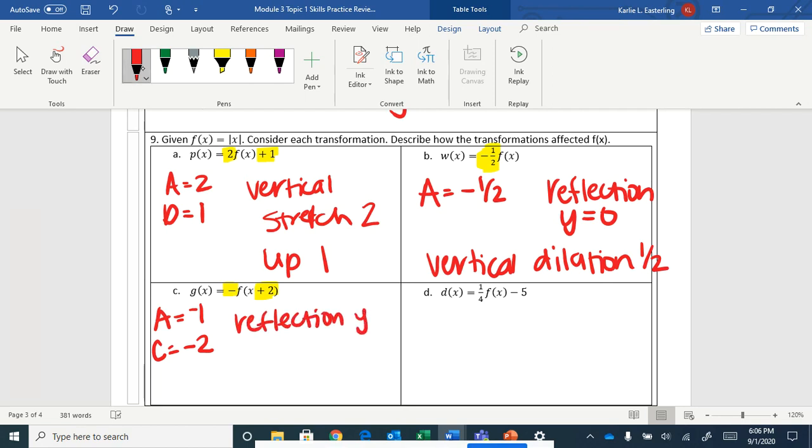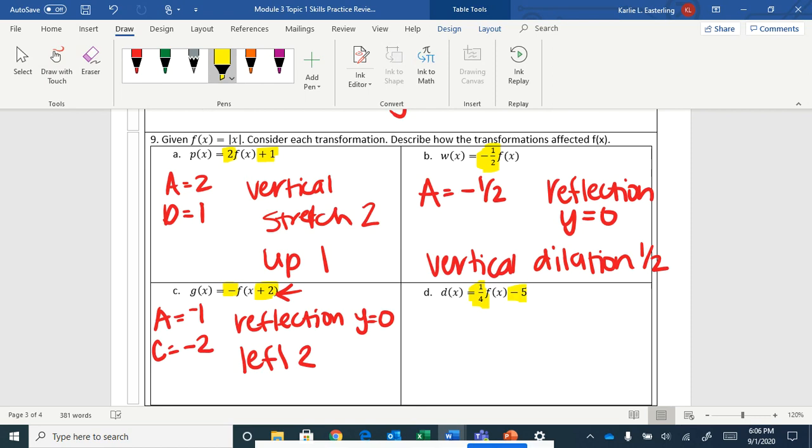Again, our line of reflection is going to be y equals 0 because we didn't go up or down at all. And then that C value, if you're looking at the literal C value, you're going to do the same. So we're going to go left 2. Or if you're looking up here at your equation, remember, we're going to think opposite, and that's another way that you can determine that left 2.